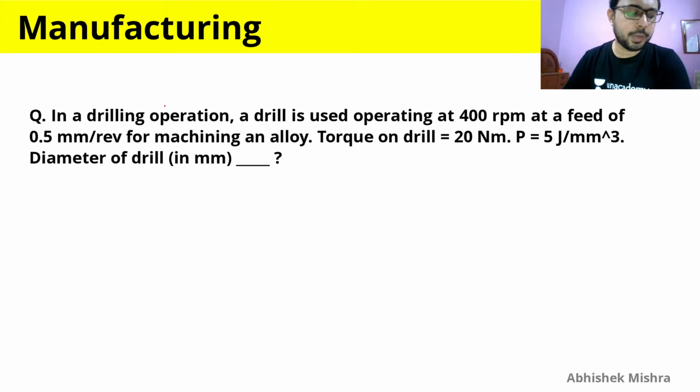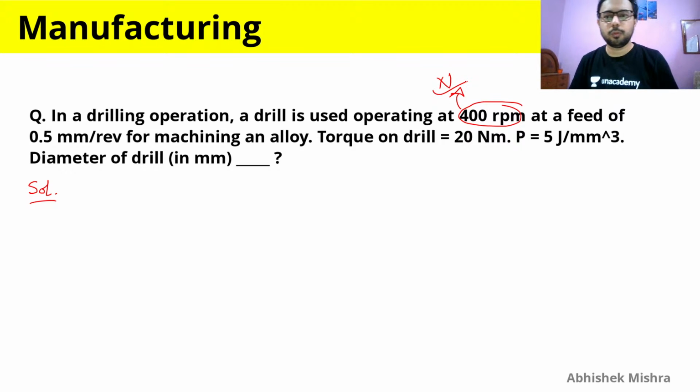In a drilling operation, a drill is used operating at 400 rpm. So it is given that the rotational speed of the drill is 400 rpm. Feed is given as 0.5 mm per revolution. So this is the feed.